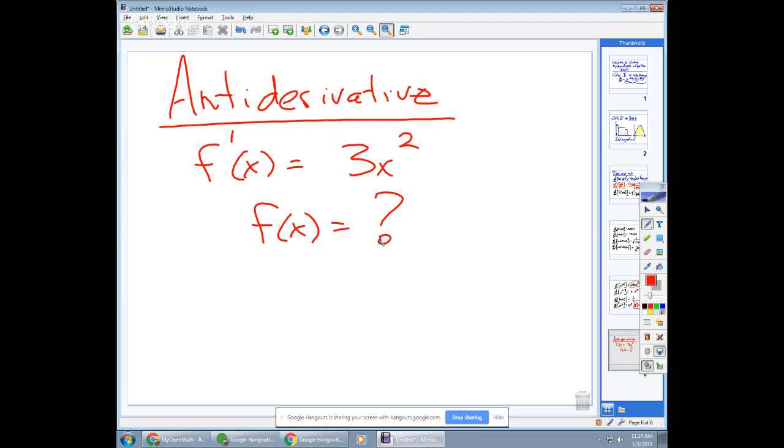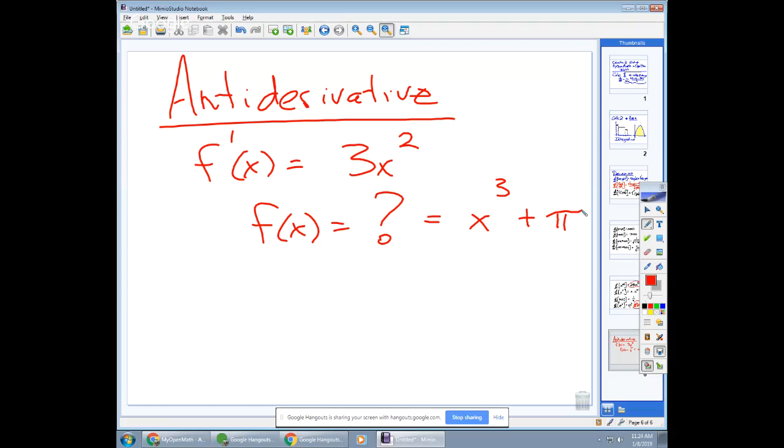Write something down. Don't just think out loud. It would just be x cubed, because you can check by taking the derivative. Plus some constant, like plus pi. But it could be plus anything, even plus 0.